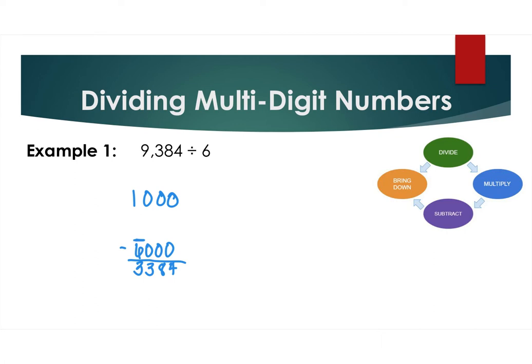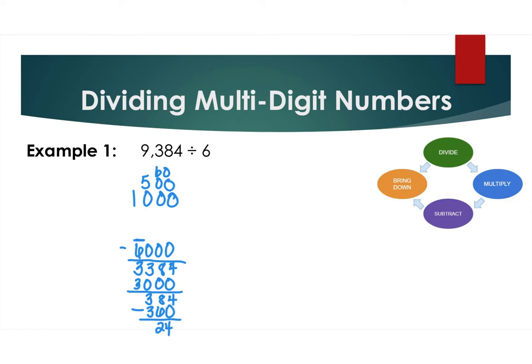3,384. And I say, well, how many times? It goes in 500 times. 500 times 6 is 3,000. I subtract. And I have 384. So 6 goes into 384 60 times, which is 360. I subtract and I get 24.